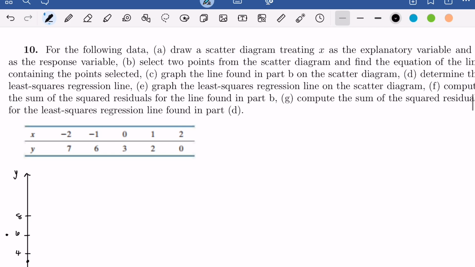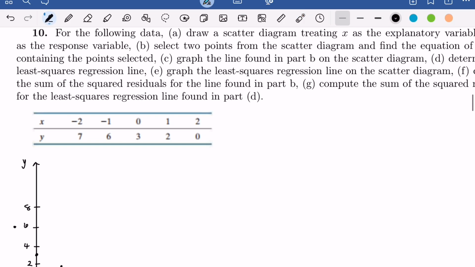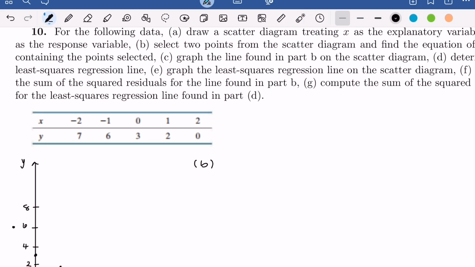Now let's see what we have for part B. For part B, we're going to select 2 points from the scatter diagram and find the equation of the line containing those points selected. So this is definitely going to be dependent on which points that you pick. So let's do part B right next to the diagram here. I'm going to pick some points. I'm going to pick kind of nice, easy points here. I'm going to pick 0, 3 and 1, 2. All right, so now we want to find the slope and then use that to find the equation of the line containing these 2 points.